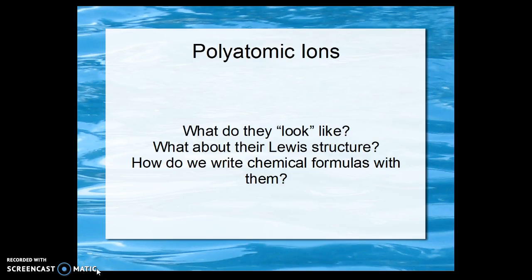Let's talk about polyatomic ions. These are ions that are made up of more than one atom. What do they look like? How do we write Lewis structures? And how do we write chemical formulas that involve polyatomic ions like ammonium and sulfate, carbonate, nitrate?